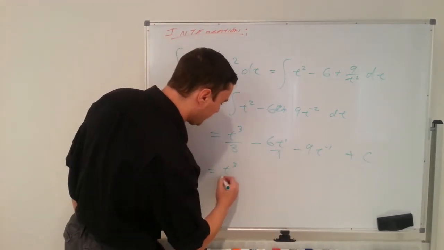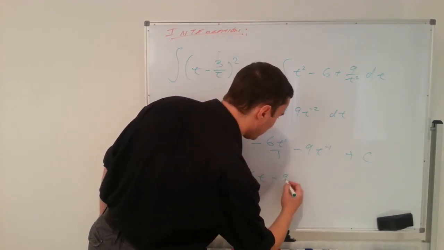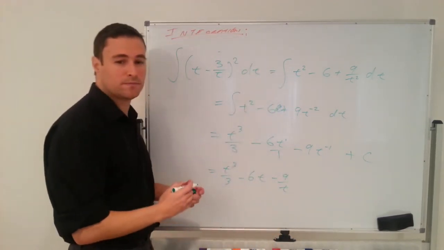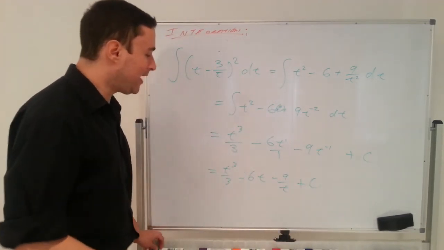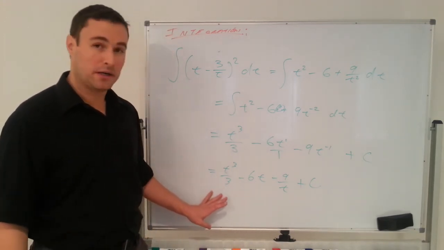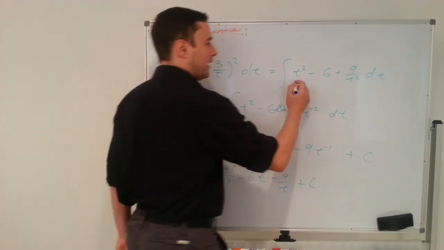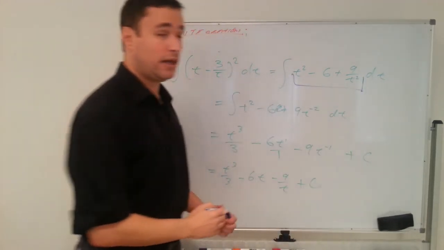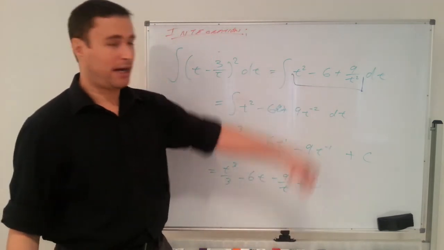So I've got t cubed over 3 minus 6t minus 9 over t, plus c. Almost forgot it. So there is my original equation. And the cool thing is that what you should try to do is take this one, differentiate it, and make sure that you get back to that one. If you differentiate this final answer, you should get back to the original.